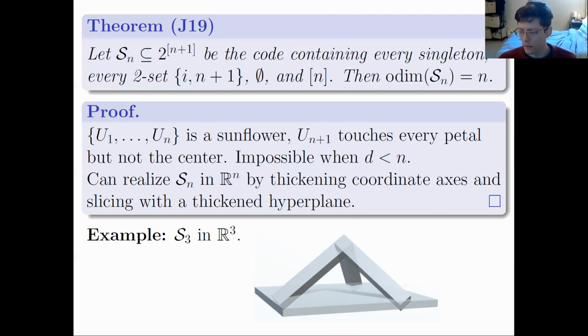And so here, maybe I should have labeled this, but I can now. So this would be like U1, U2, U3, and then U4 is my set that slices through all the petals. And you can kind of imagine how to generalize that in higher dimensions. Okay, so this is not the application quite yet. I mean, it is sort of an application. It's a result we can prove using this theorem, but it's not the punchline.